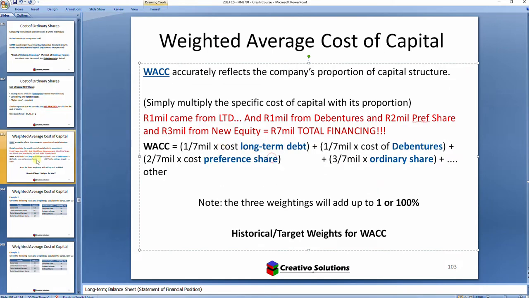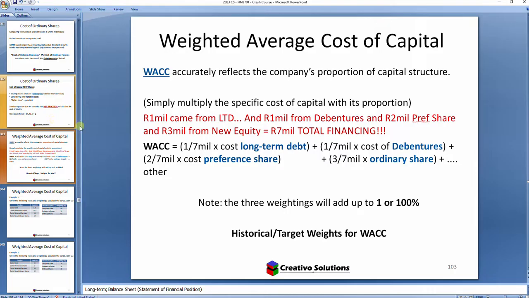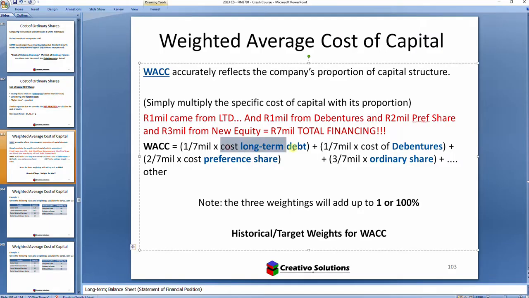It comes from what we did earlier. That's why you have all those equations: cost of pref shares, cost of bonds, cost of ordinary shares. Those costs are what you would include there. Remember, the weightings always add up to 100. It has to. And obviously businesses would want to target a specific weighting, more debt or less debt, more equity or less equity, depending on their preference.